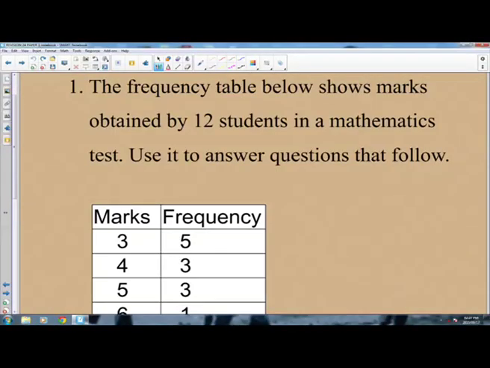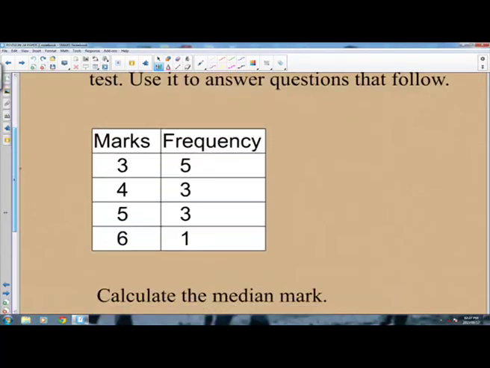Question number 1 says, the frequency table below shows the marks obtained by 12 students in a mathematics test. Use it to answer questions that follow. So this is a frequency table. You are given the marks 3, 4, 5, 6, and then the frequency, that is the number of times these marks are occurring: 5, 3, 3, 1.